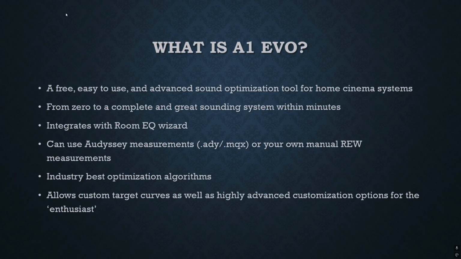Alright, for the newcomers, first of all, what is Evo? It's a free and easy to use, and even easier with Acoustica, advanced sound optimization tool for home cinema systems. When I say home cinema, it can optimize also stereo systems as long as there's a subwoofer. So 2.1 is the bare minimum, and it can go up to 16.4 full Dolby Atmos system. From zero to complete and great sounding system, it takes a couple of minutes to complete, and you don't need any previous experience with Evo or any sort of digital room correction for that matter.